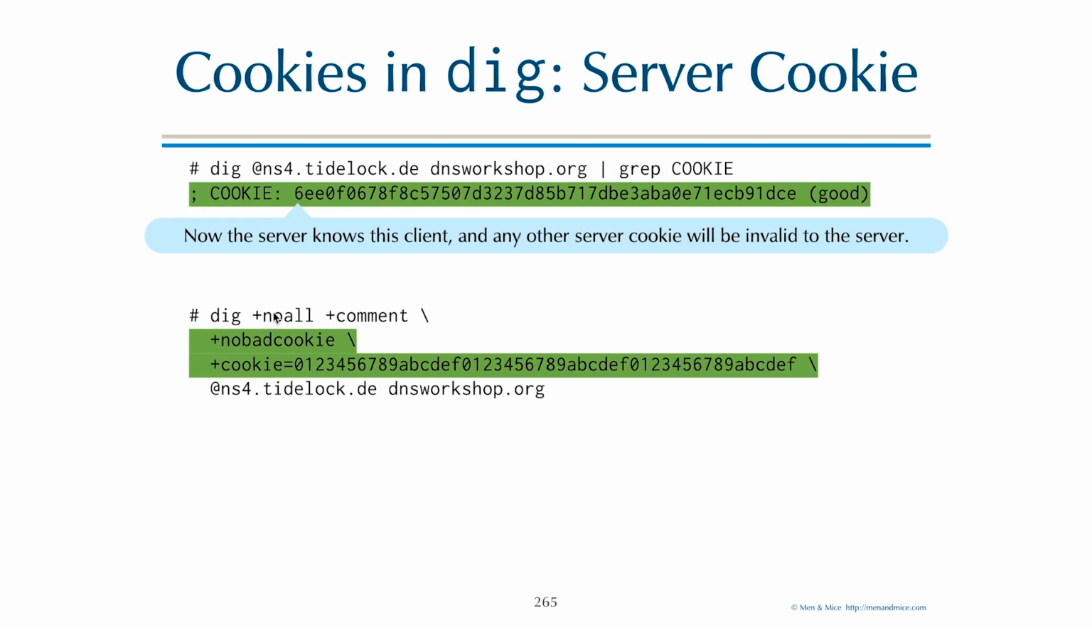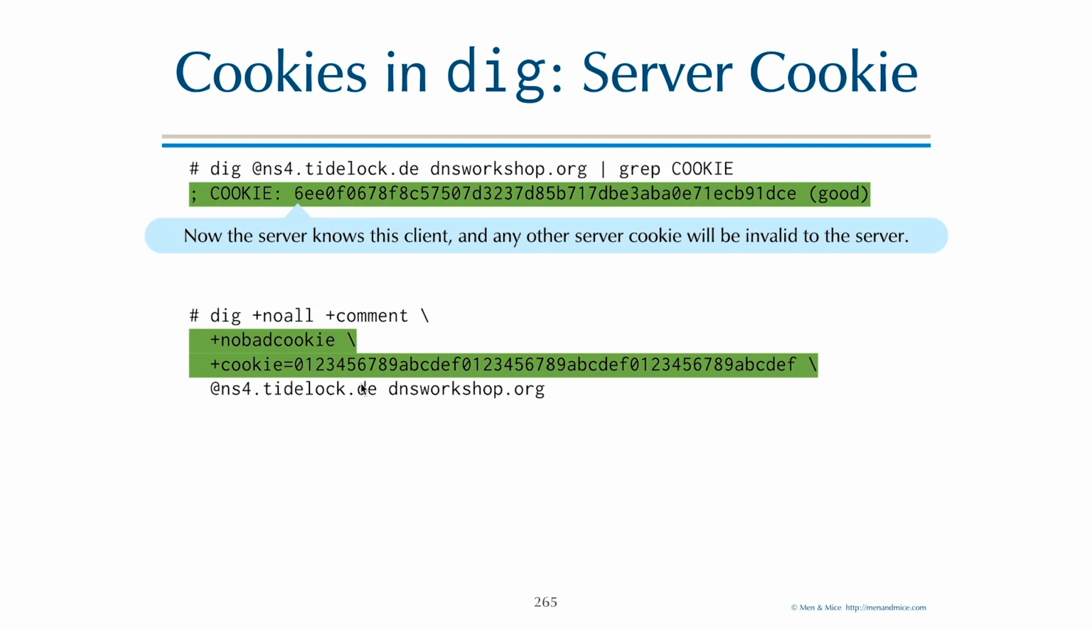Dig, and actually for the output, we don't want any output except the comment. We're not showing the output yet here. I'm going to say dig +nobadcookie. If you get a BADCOOKIE back, don't requery. And then we're going to send a bad cookie. How do we know it's a bad cookie? Because here's a good cookie.